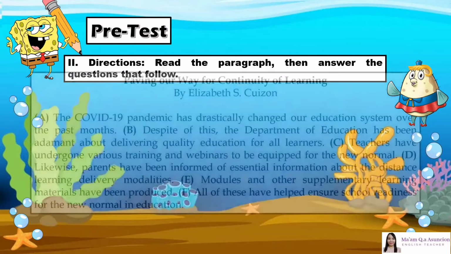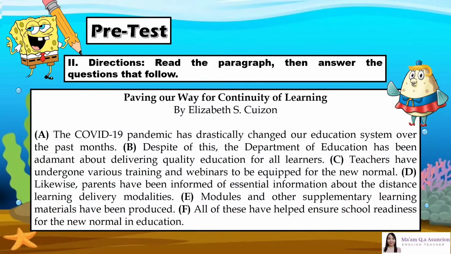Directions. Read the paragraph, then answer the questions that follow. Paving Our Way for Continuity of Learning, by Elizabeth S. Quizon. A. The COVID-19 pandemic has drastically changed our education system over the past months. B. Despite of this, the Department of Education has been adamant about delivering quality education for all learners.